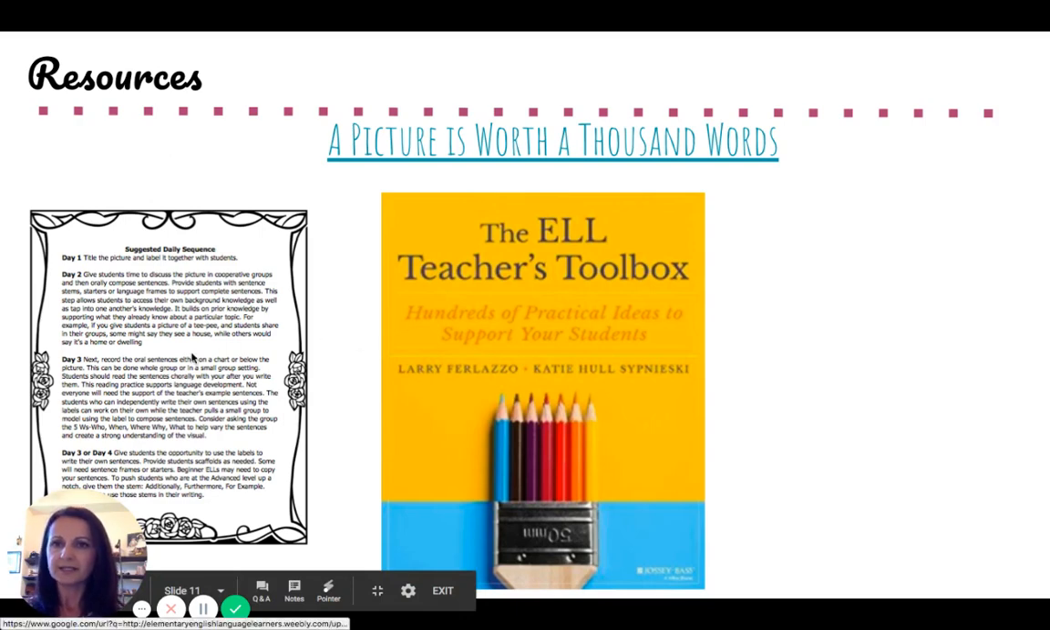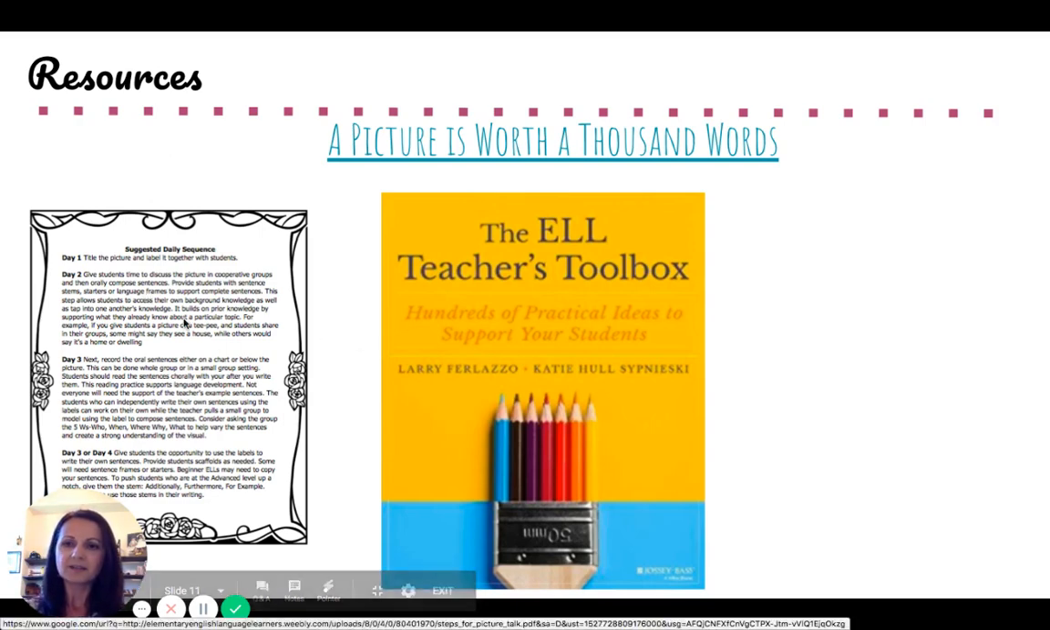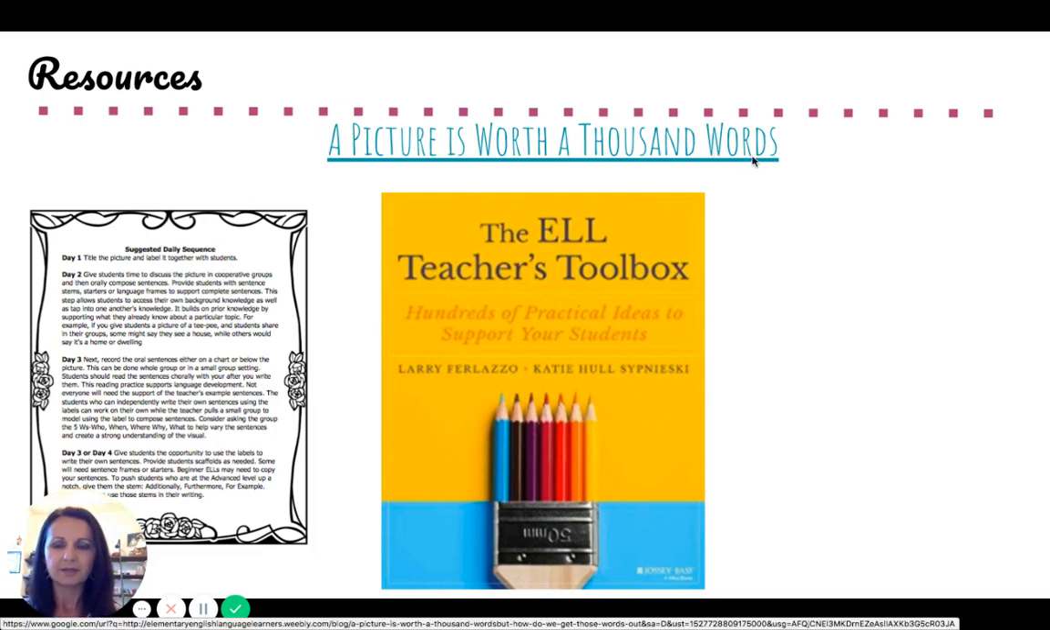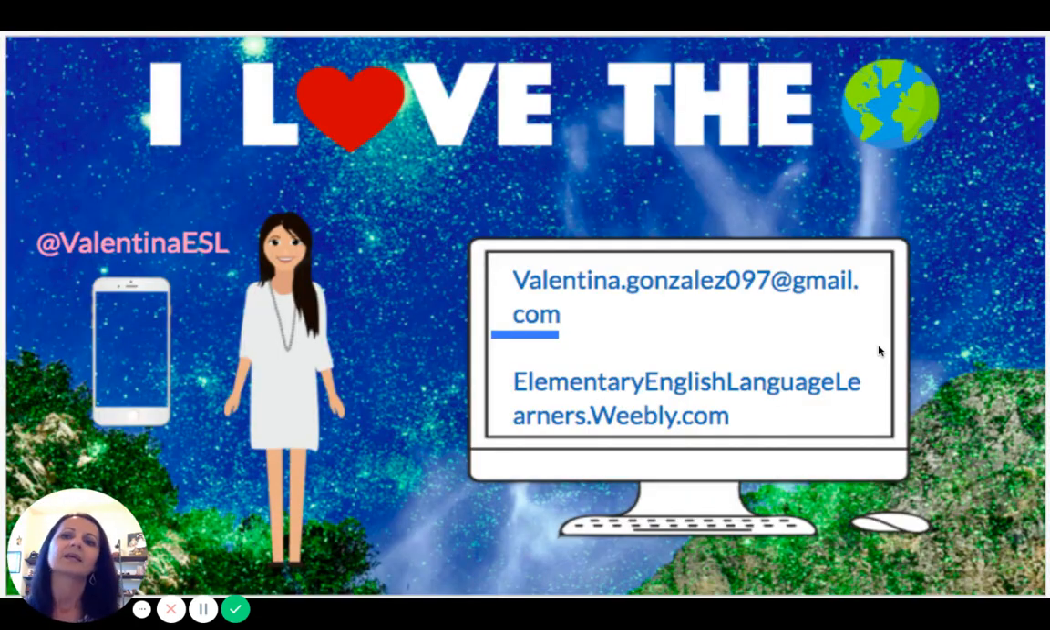This resource right here, you can find this on my blog, and it's a free download. On one side, I give you the suggested daily sequence, and on the other side is just information about how long it takes to do a picture talk or picture word inductive model, and some questions that you can ask students during that time, and just information in general. And this is also a link to my blog where you can find more information.